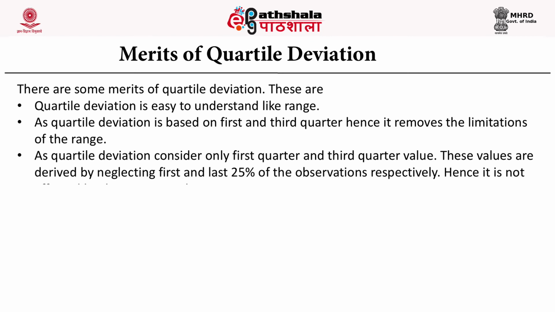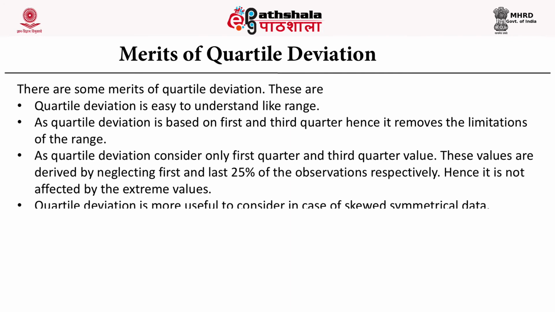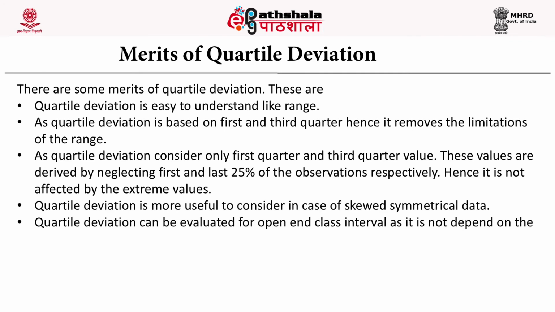As quartile deviation considers only the first quartile and third quartile values, and these values are derived by neglecting the first and last 25% of the observations respectively, it is not affected by extreme values. Quartile deviation is more useful in the case of skewed, asymmetrical data. Quartile deviation can be evaluated for open class intervals as it does not depend on the extreme values.